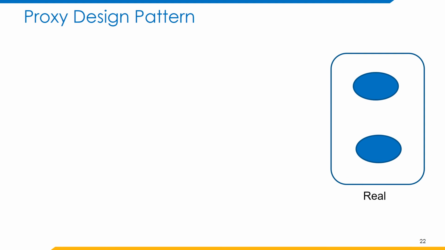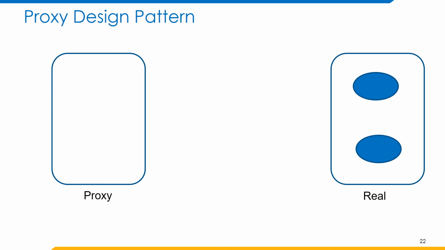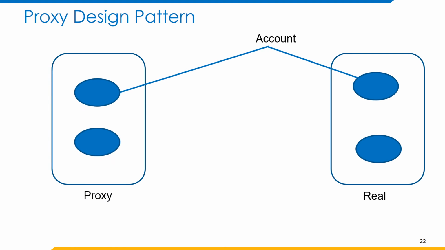Here we have one real object and some proxy object. So account has both real and proxy. Branch also has the real and proxy. It means in the proxy ATM system there exists some account related information and branch related information.